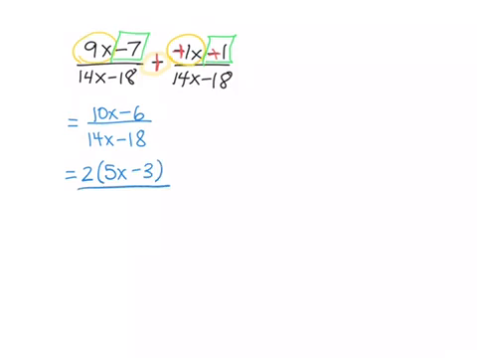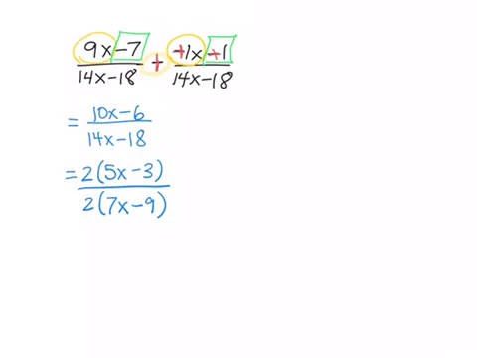And then we can go to the denominator. So in the denominator, we have 14x and 18. Do those share a common factor? Again, 14 and 18 are both divisible by 2. So 14x divided by 2 is 7x. And negative 18 divided by 2 is negative 9.